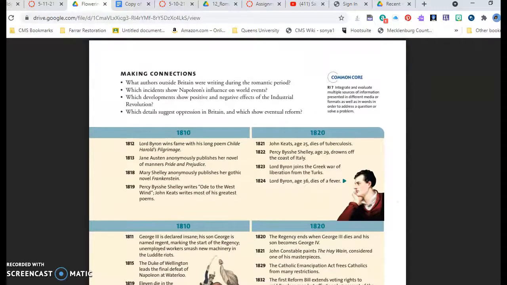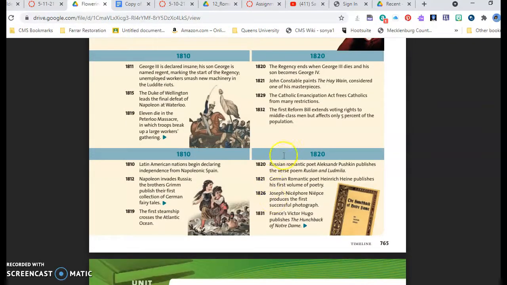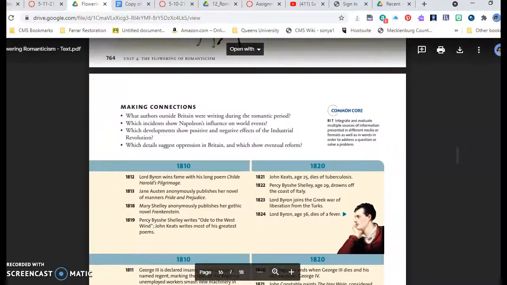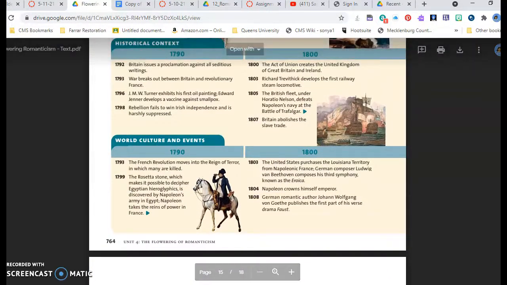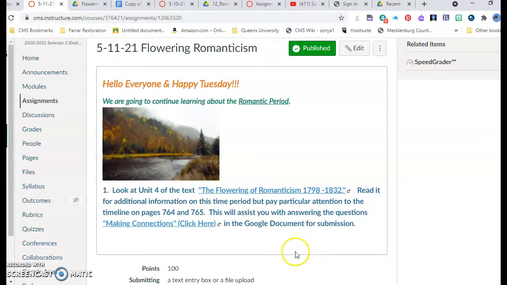When you look here, just for that first question, what authors outside Britain were writing during the Romantic period? We can scroll down, and there was one that caught my eye in 1820: Russian Romantic poet Alexander Pushkin publishes the verse poem Ruslan and Ludmilla. Make sure you're reading through the timeline so that you can see the flow of it and where some of the answer choices might be for your question and the events that may have taken place. Put your answers here and then just submit.